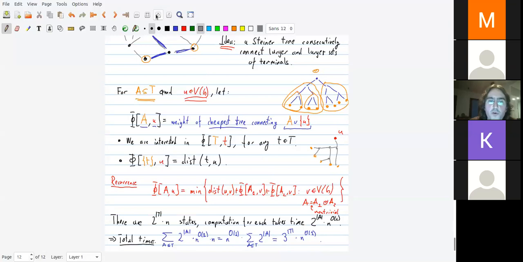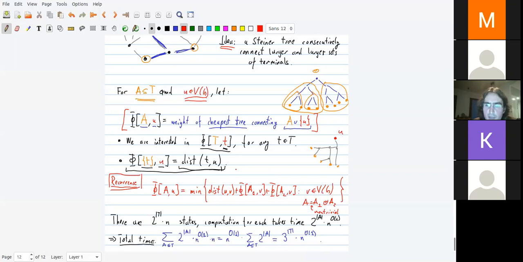Of course we are interested in connecting all the terminals. So for instance, we can look at the state with all the terminals and some terminal T chosen arbitrarily. The base case is when I'm interested in connecting one terminal T to a vertex U. Then this boils down to just computing the distance between T and U, because it always makes sense to take a shortest path. Good, so now we have defined the state and the value of a state of dynamic programming. It now boils down to writing the recurrence for my function phi.